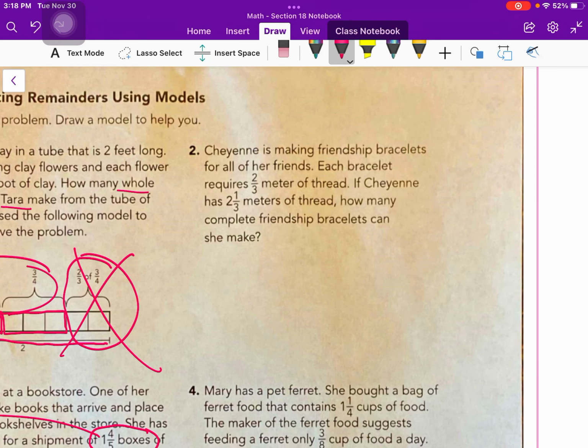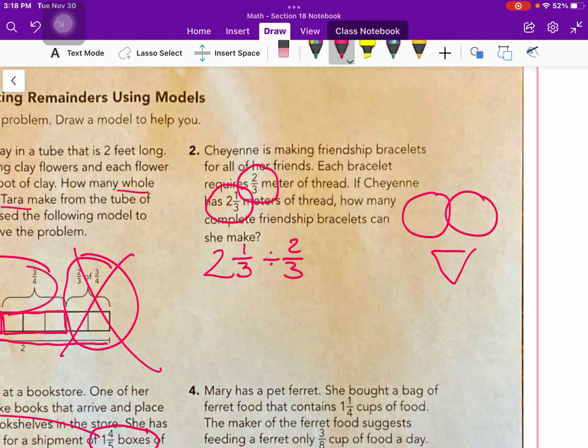All right. So this is how much thread she has to begin with. And she wants to know how many of these are in there. So she's dividing by 2/3. All right, this time I'm not going to make a picture, but I could. Over to the side, I can make my 2 wholes and then my 1/3 of a whole, right? But I'm going to leave it as it is.